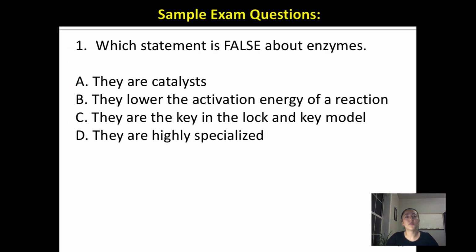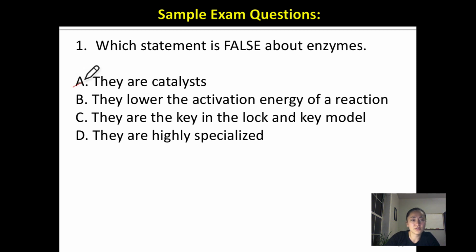So here I have a couple examples. Let's test your knowledge on enzymes. Which statement is false about enzymes? First says they are catalysts. Well, catalysts are things that cause change but are not changed themselves. And enzymes are catalysts. So they're the same thing.